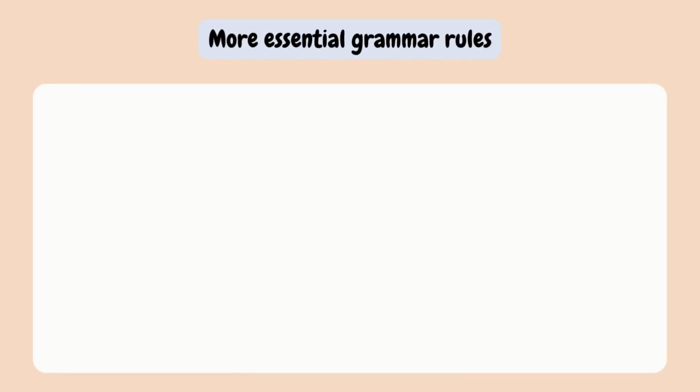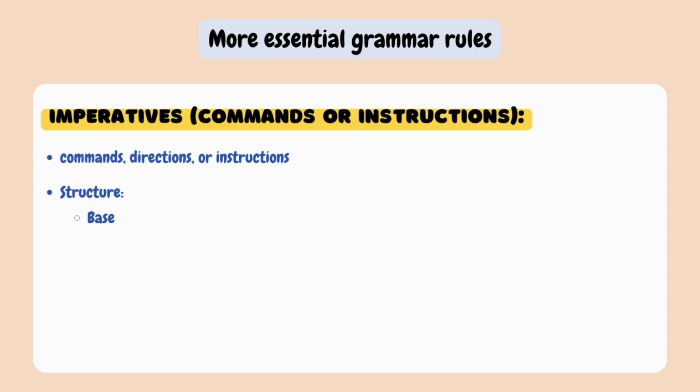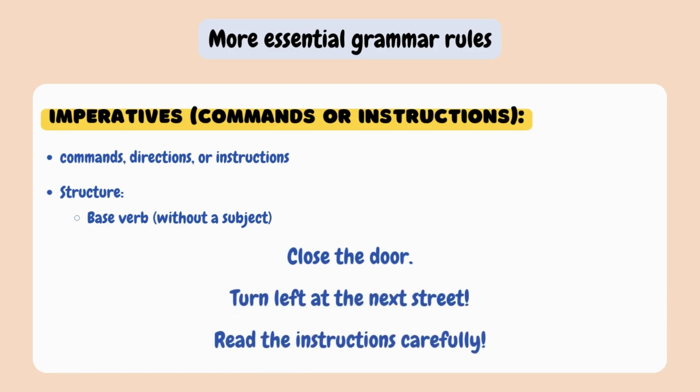The present simple is used in imperative sentences to give commands, directions, or instructions. Structure: base verb without a subject. For example, close the door, turn left at the next street. Read the instructions carefully. We've reached the end of this lesson.